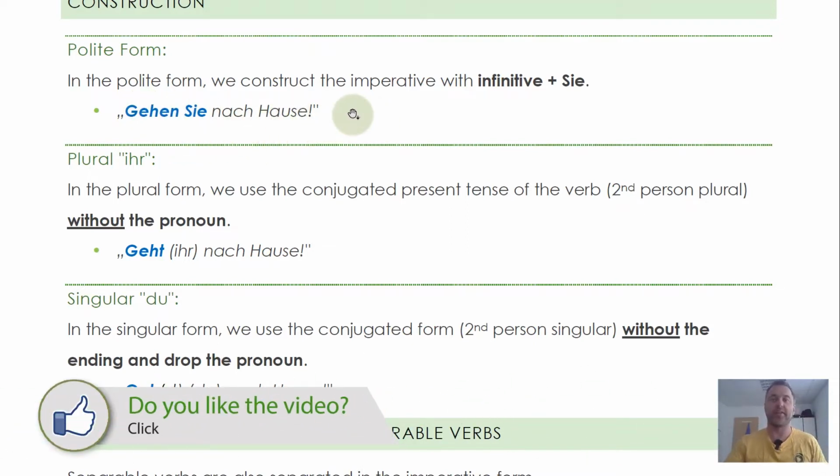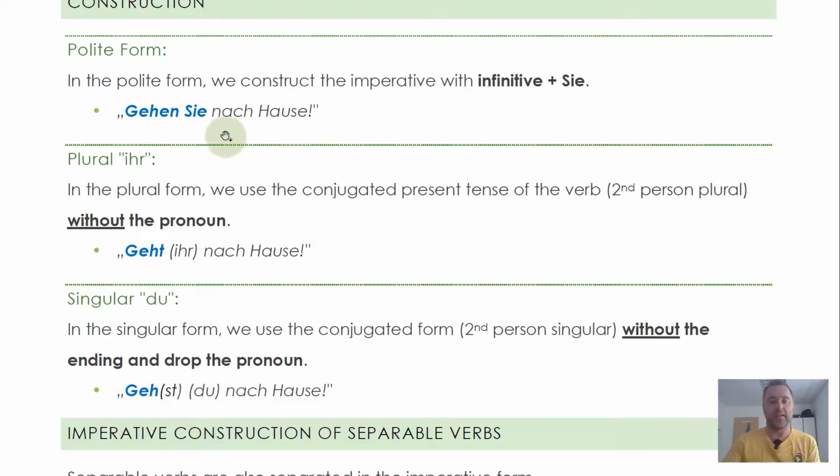But that's still the polite way, but it's not a polite way here, it's just a polite form. So when you actually talk to your boss, or if you talk as a boss to your employees, that's when you should use this. Imperative is never polite in German language, so pay attention to this.